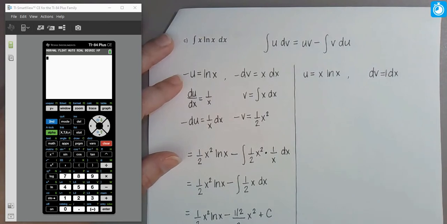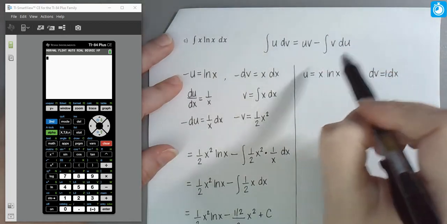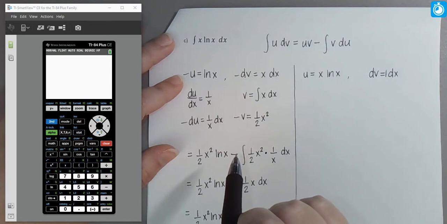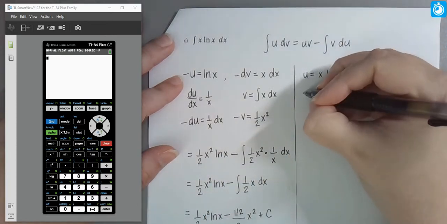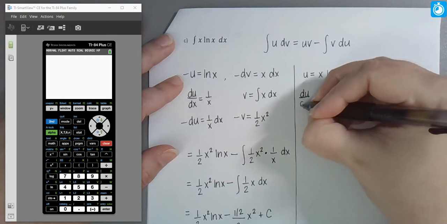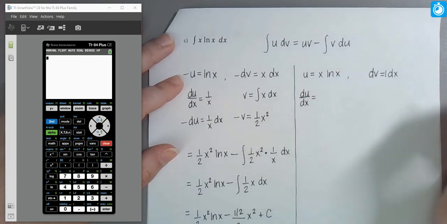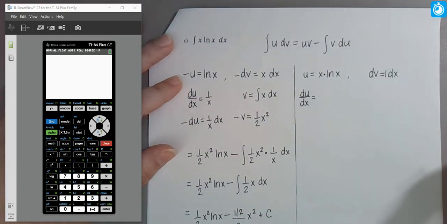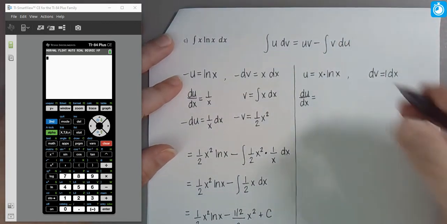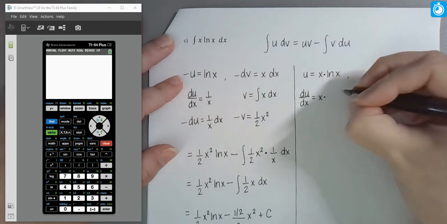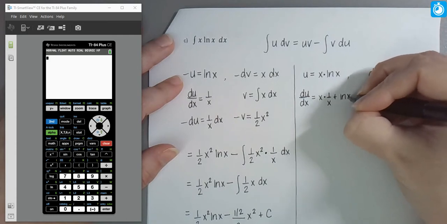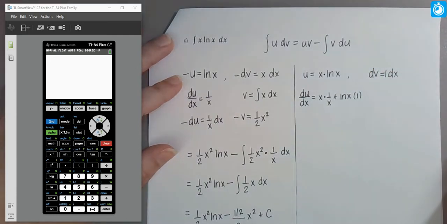Ultimately, the question, though, is if we make those specific choices, are they going to lead us to create a new integral that's easier to solve than the original one? That's the question we have to answer. So we'll answer that by finding the other parts that we'll need. So du dx. Okay, now this is a product. So if we want to find its derivative, we know we need the product rule. So first function times the derivative of the second plus the second function times the derivative of the first.